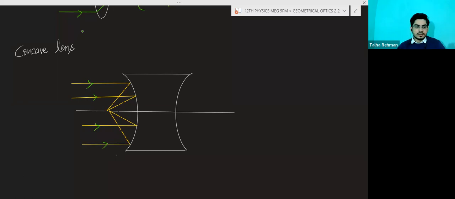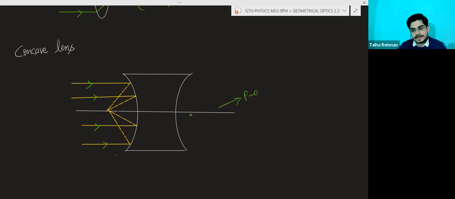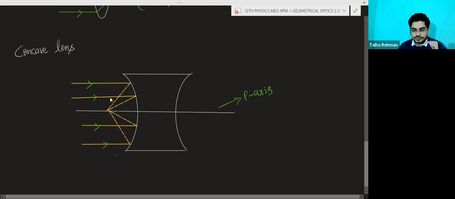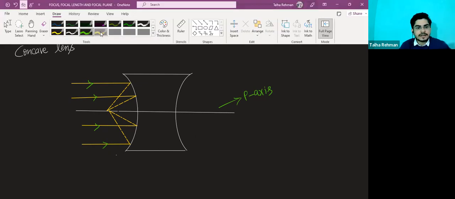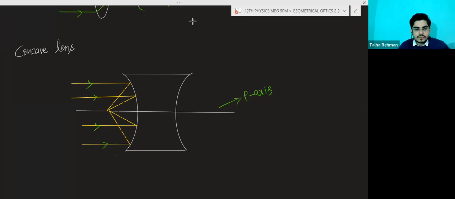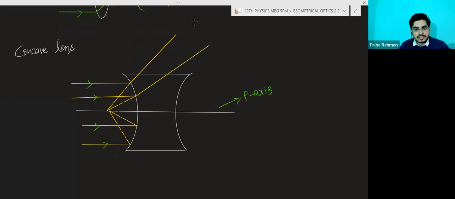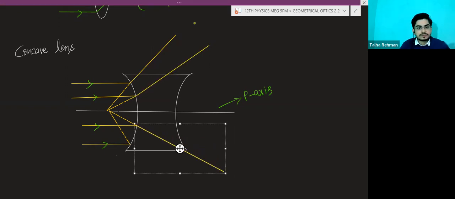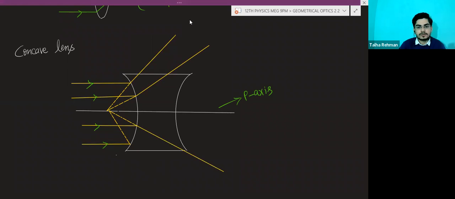Now see, these rays are parallel to the principal axis, the principal axis of the concave lens. After refraction from the lens, at this point the refraction will take place and the rays will get diverged, because the concave lens is a diverging lens, as you know from the 10th class. These rays are getting diverged like this.